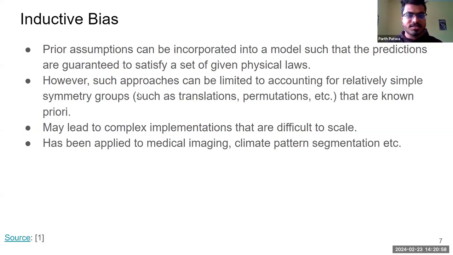Then we come to inductive bias, where we have prior and clear assumptions of physics, which can be incorporated into a model. For example, to ensure that the predictions satisfy a given set of physical laws. But such approaches can be limited to when we have clear knowledge of the physics involved and relatively simple symmetry groups, like we know how translations or permutations work. Most complex implementations are difficult to scale. Yet it has been successfully applied to multiple domains, and we'll look into these applications later.